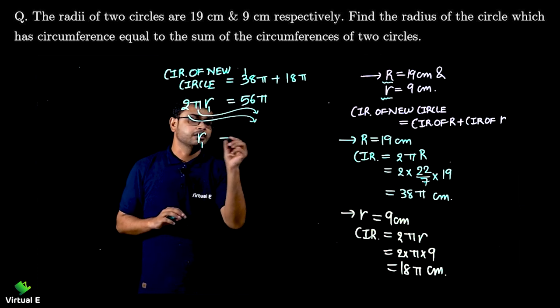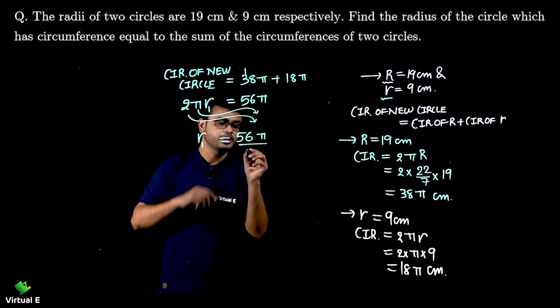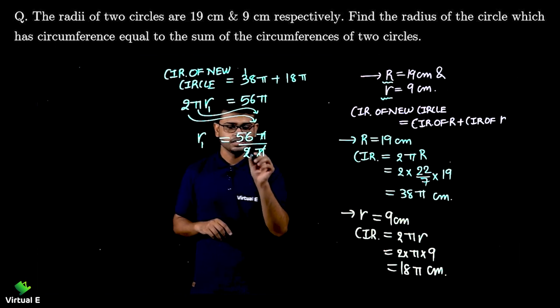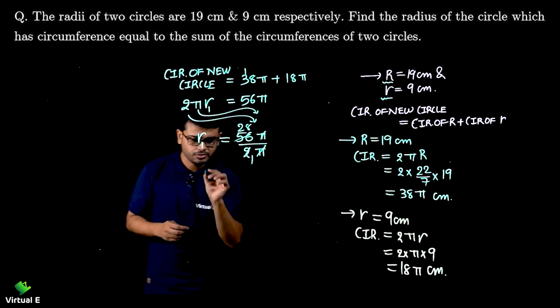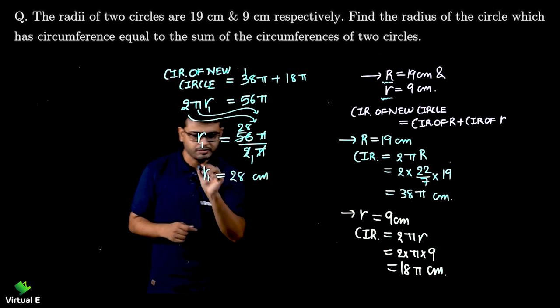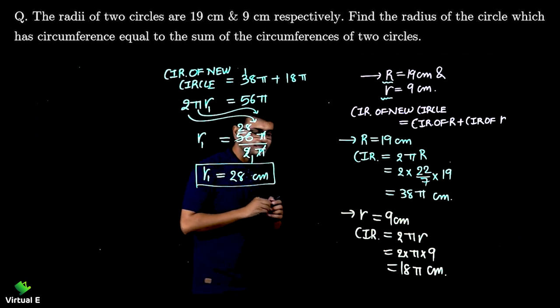So R1 is equal to 56 pi, and here the denominator is 2 pi. So pi will get cancelled. Here 2 1s are 2, and 2 8s are 28. So R1 is equal to 28 centimeter. So the circle will have a radius of 28 centimeter.